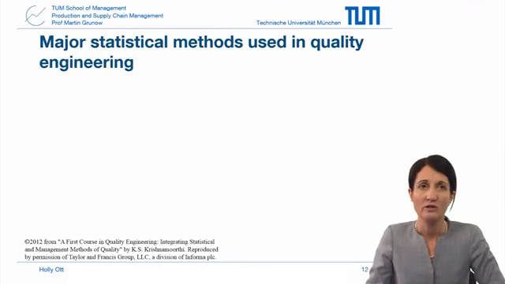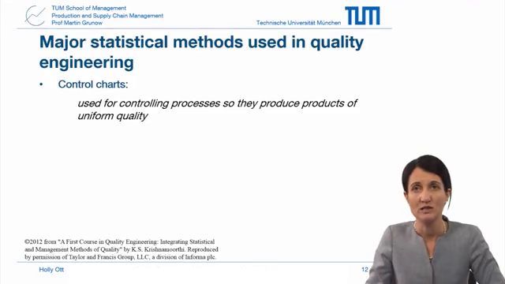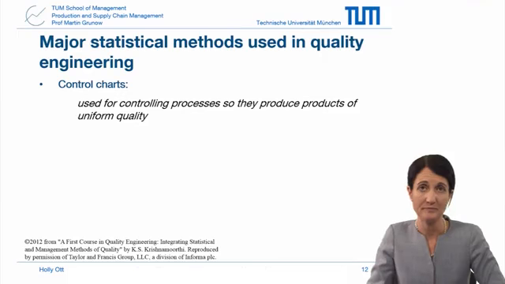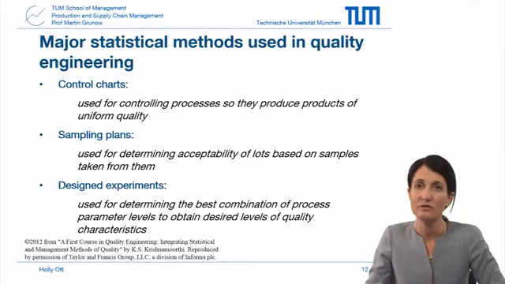The following models are very often used in quality engineering, and most of them we'll see in this course. For example, control charts. These are used in controlling processes so that they produce products of uniform quality. They have been applied now in service industries as well. Sampling plans are used for determining acceptability of lots based on samples taken from them. Designed experiments are used for determining the best combination of process parameter levels to obtain desired levels of the quality characteristics.